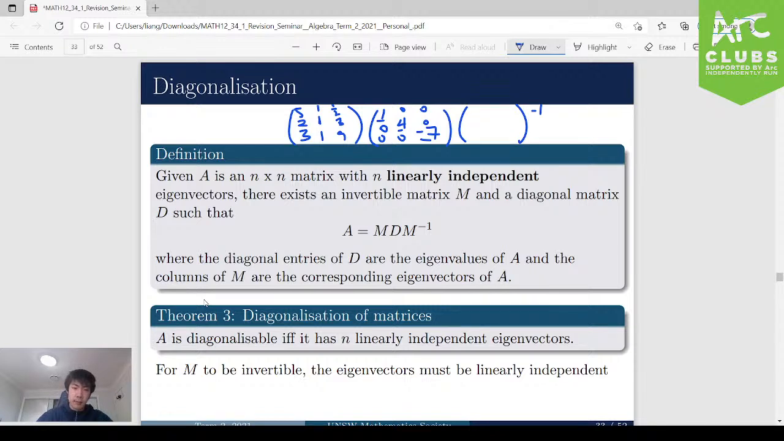Now, another theorem here is that A is diagonalizable if and only if it has n linearly independent eigenvectors, okay? Which is like, well, we need that for the inverse to make sense, right? Because if the columns of M are composed of the eigenvectors, and the eigenvectors are not linearly independent and are instead linearly dependent, then M here won't be invertible, right? Because something will exist in the kernel, okay?